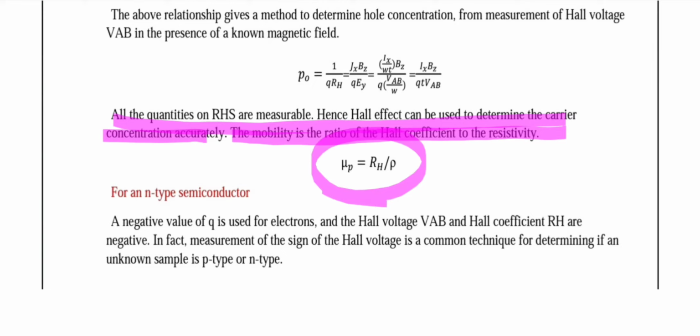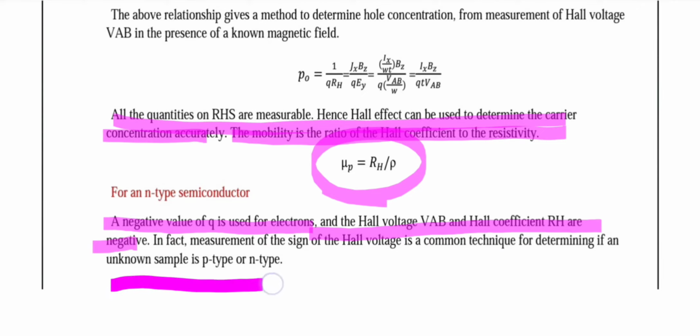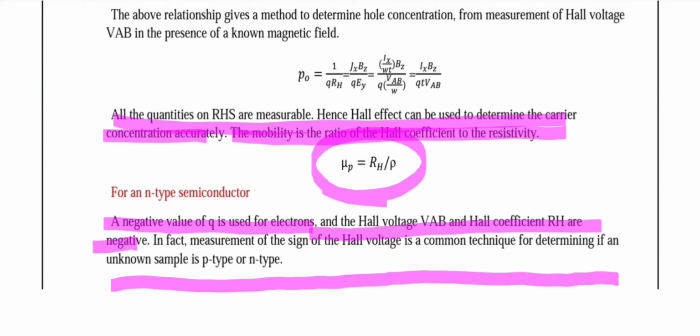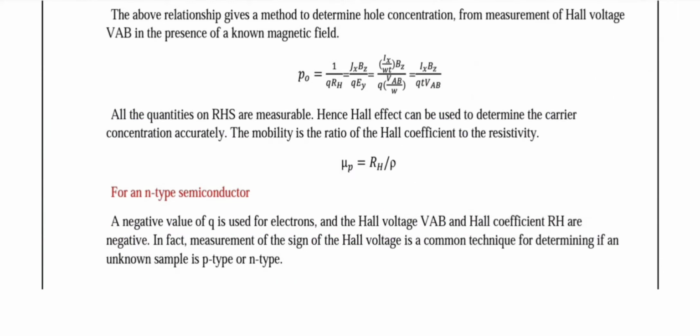For an n-type semiconductor, the negative value of Q is used for electrons, and the Hall voltage VAB and Hall coefficient RH are negative. In fact, measuring the sign of the Hall voltage is a common technique for determining if an unknown sample is p-type or n-type. So we came across three applications of the Hall effect here. First, it can be used to determine the carrier concentration. It can be used to determine the mobility, and to identify whether the unknown sample is p-type or n-type.